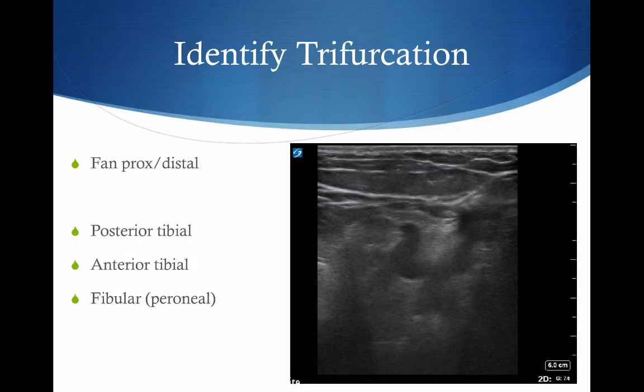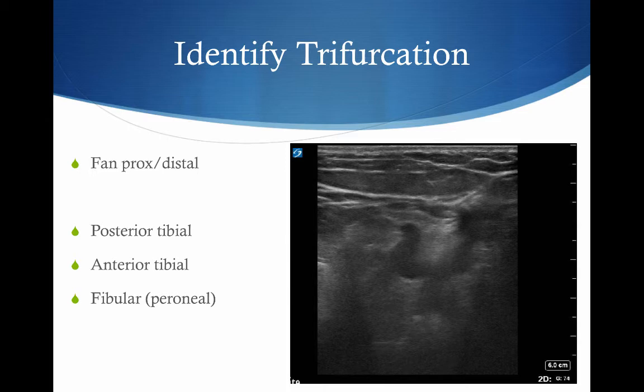So once we've identified the popliteal vein in the popliteal fossa, we want to fan a little bit proximally and distally and identify the branch points or the trifurcation of the popliteal vein. And the trifurcation is where it splits into the posterior tibial, anterior tibial, and the fibular or peroneal veins. The names aren't really that important. The importance is we want to see the main branches and the branch points, because branch points are areas where clots tend to hang out, and we want to make sure we see those.